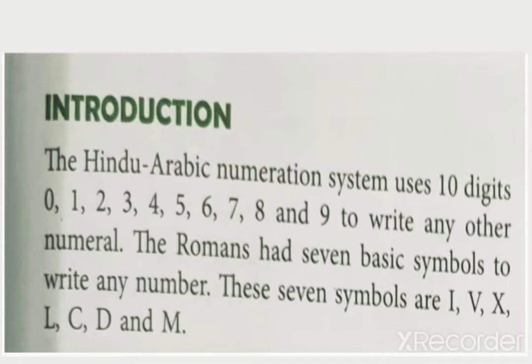The introduction of the chapter: the Hindu-Arabic numeration system uses 10 digits, 0, 1, 2, 3, 4, 5, 6, 7, 8 and 9, to write any other numeral. Like this, the Romans had 7 basic symbols to write any number: I, V, X, L, C, D and M. These are the 7 symbols which the Romans used to write any number.